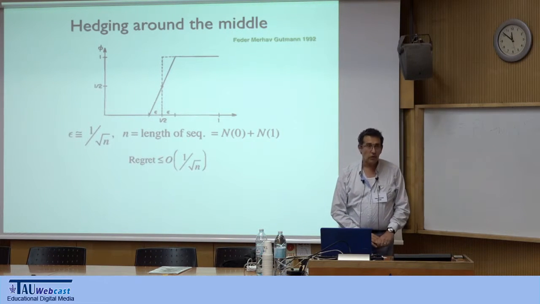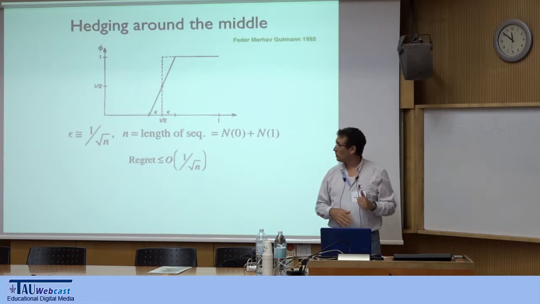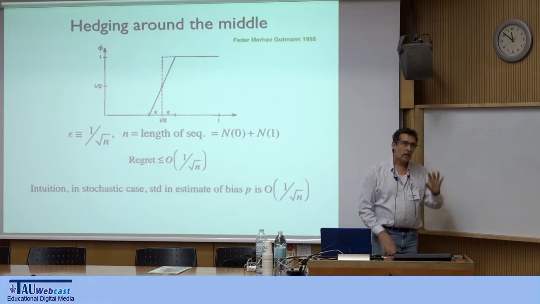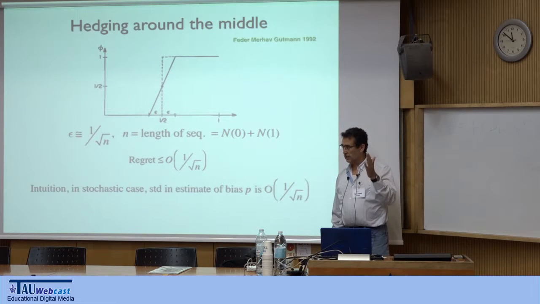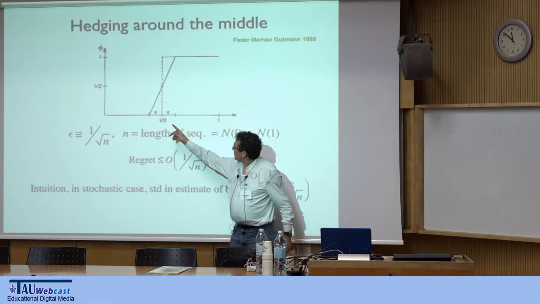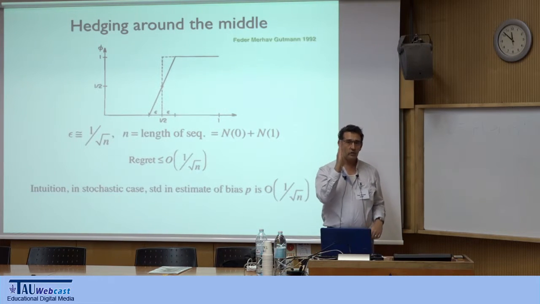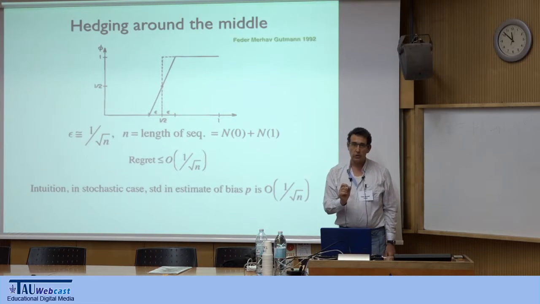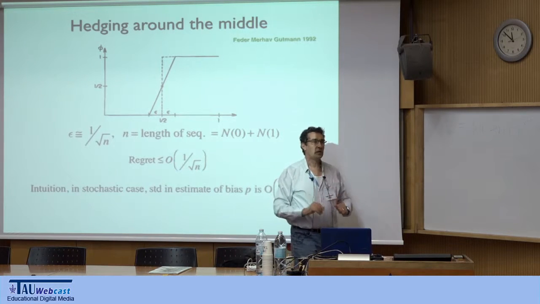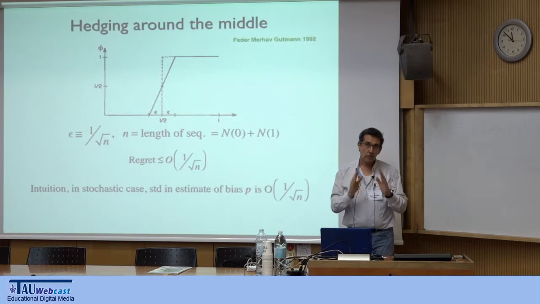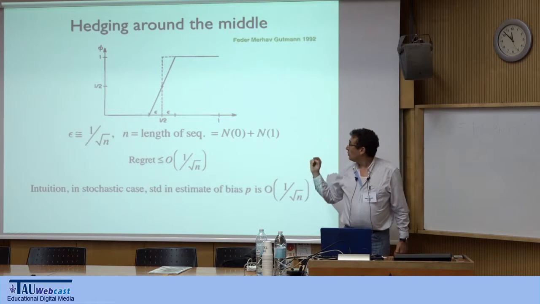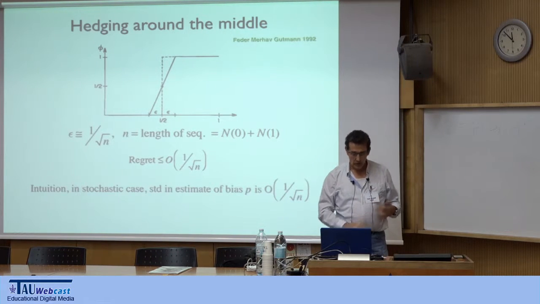And then the regret, the difference between how much worse you are than the best expert, is also order of 1 over square root of n. What's the intuition? Let's imagine that the sequence was actually generated by a biased coin, and we don't know the bias. Then there is a binomial distribution around the bias of the coin, and the width of this binomial distribution is about 1 over square root of n. If you're outside of 1 over square root of n, then you're sure that your bias is above a half or below a half. If you're within, you need to hedge. That's the rough intuition. Of course, the argument itself is different because you want to show that this holds for any sequence, not just for sequences generated by a biased coin.